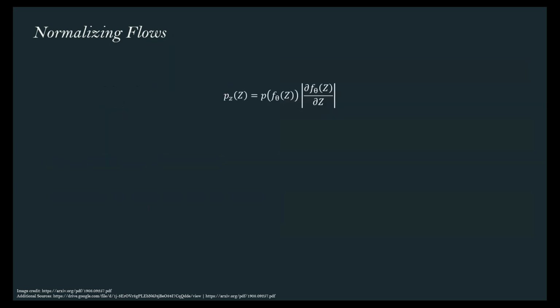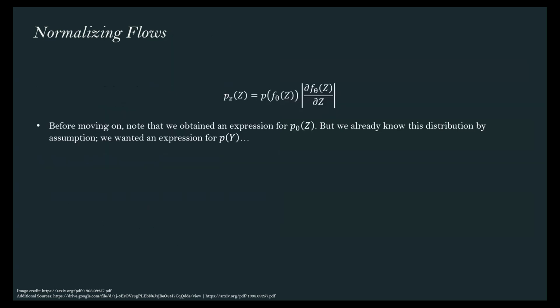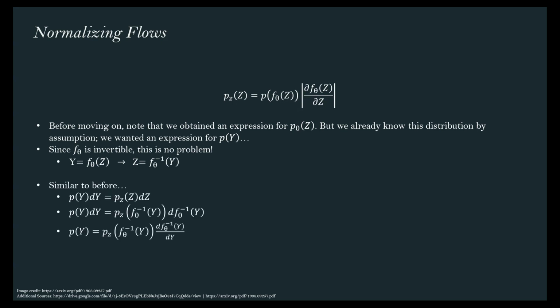Alrighty. So I just want to hit this one more time and say, before moving on, note that we obtained an expression for p theta of Z, but sorry, that should have just been pZ of Z. But we already know this distribution by our assumption, so we actually wanted an expression for p of y, right? Under this whole assumption we're starting with a tractable Z. Z is a tractable distribution. We already know it. We can write it down and we can sample from it. So we don't need it in terms of that distribution, right? But f theta is invertible, so no problem.